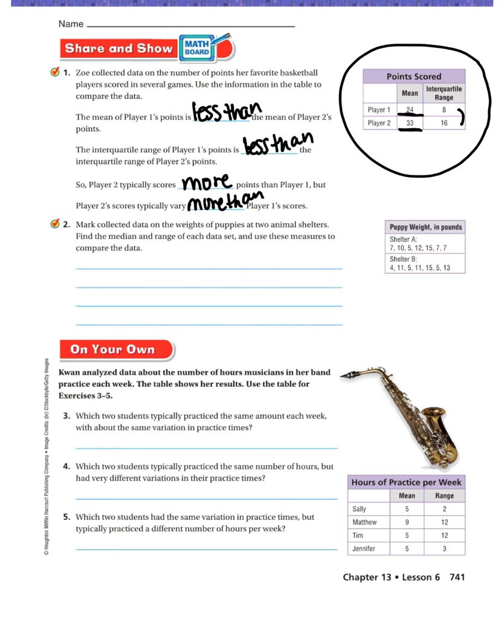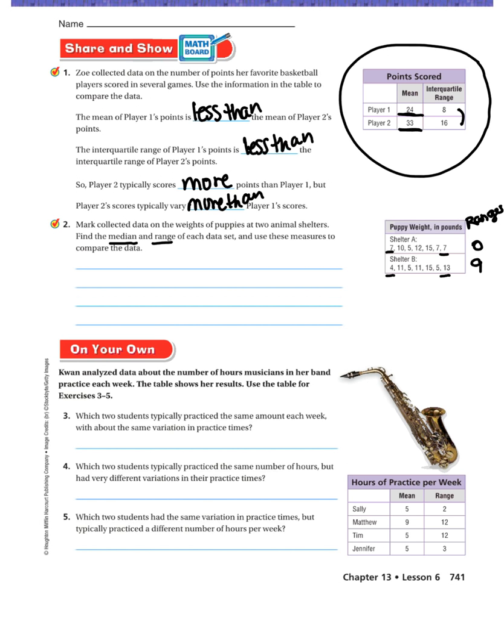Number 2, Mark collected data on the weights of puppies at 2 animal shelters. Find the median and range of each data set and use these measures to compare the data. Okay, so the first thing we need to do, let's find the median and find the range. So the range for shelter A would be 0. The range for shelter B would be 13 minus 4, so that would be 9.